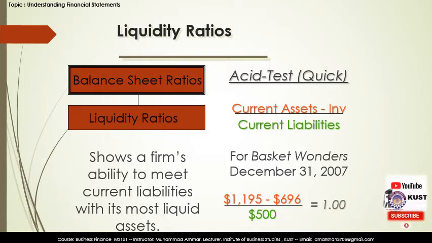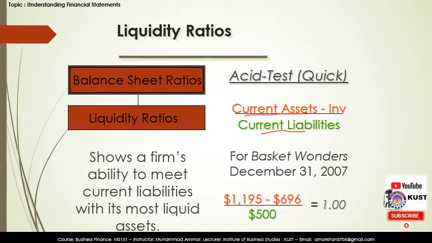Liquidity ratio, the next one is our acid test ratio, or you can say quick ratio. You can also say it's a balance sheet ratio, right? So we see in the acid test ratio they have taken current assets minus inventory, divided by their current liabilities. For Basket Wonder's December 31st, 2007 balance sheet, they have taken the current assets.